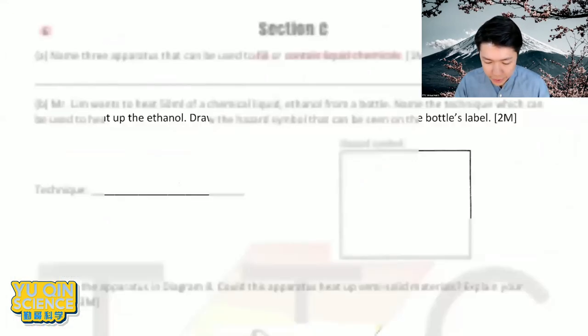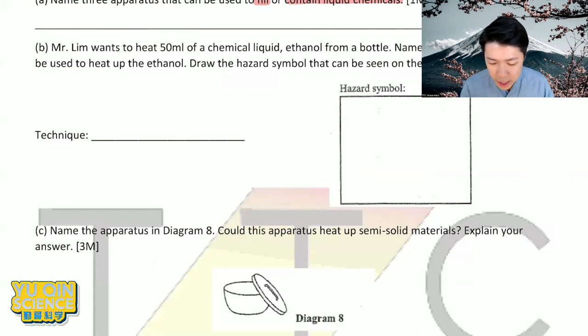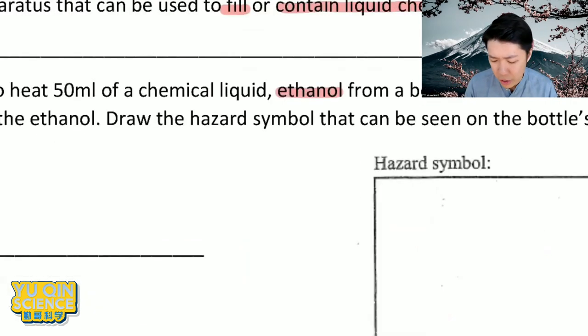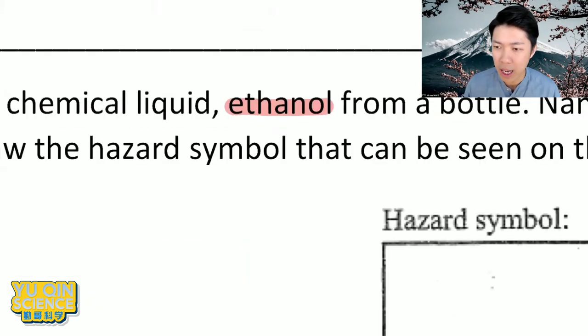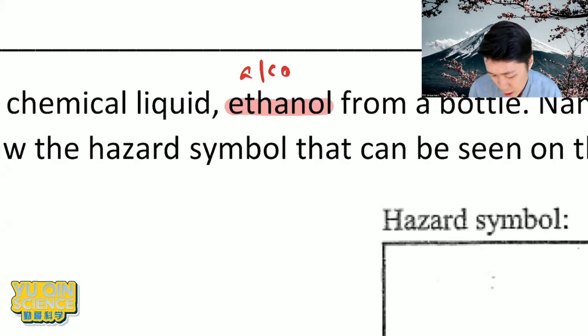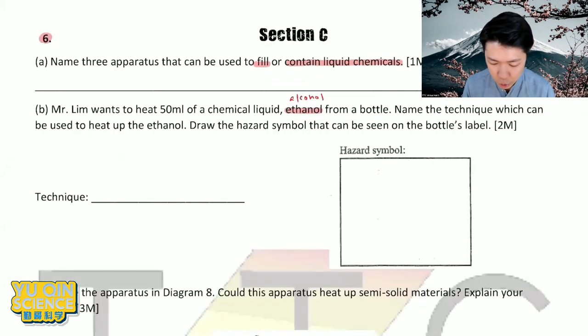Okay, Mr. Lim wants to heat up 50 ml of chemical liquid ethanol from a bottle. Ethanol. You know what's ethanol, ladies and gentlemen? Do you know another name for it? We use it a lot nowadays, especially during COVID. Which is alcohol. Obviously not for drinking, okay? For cleaning, for sanitizing and so on. So ethanol is alcohol. Everyone remember now, ethanol is alcohol.